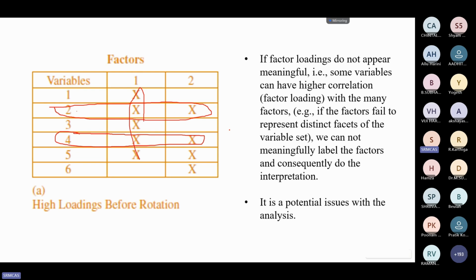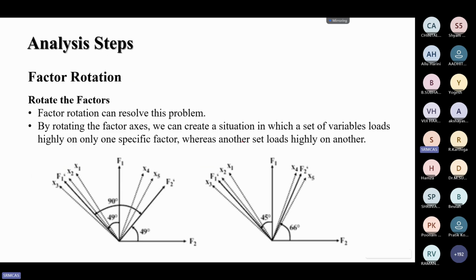So in order to avoid such situations, we have some procedures, that is factor rotations. Here we just rotate the factors while maintaining the same degree, that is 90 degrees between factor 1 and factor 2. Now we look at x1 and x2, x3 represents factor 1, and x4, x5 represents factor 2.